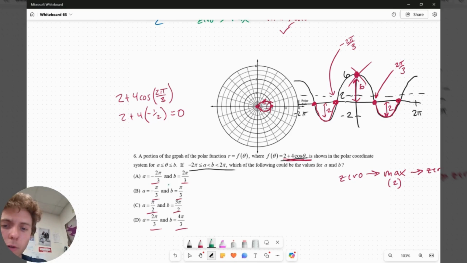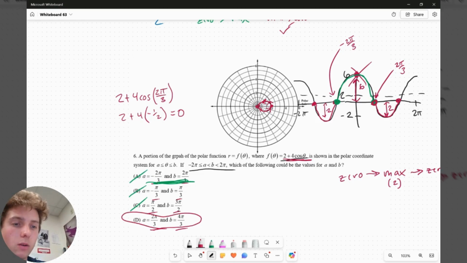But realize if I go from negative 2 pi thirds to 2 pi thirds, that means I start here, I go up to the maximum of 6 and back to the 0. We don't want that. Negative pi thirds, that is not the zeros that we just found. Pi halves, 3 pi halves, that is not the zeros we just found. We need to look at this one then.